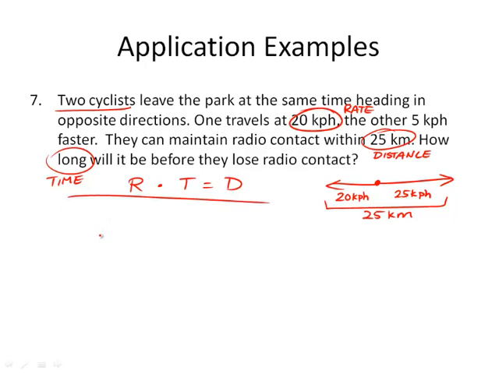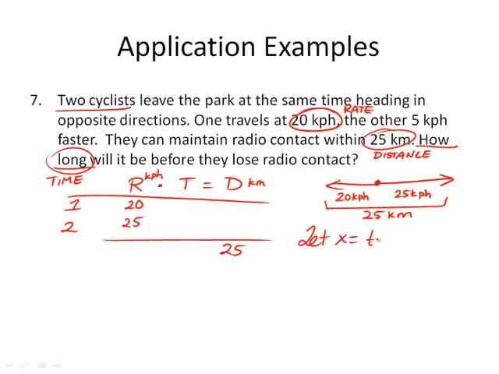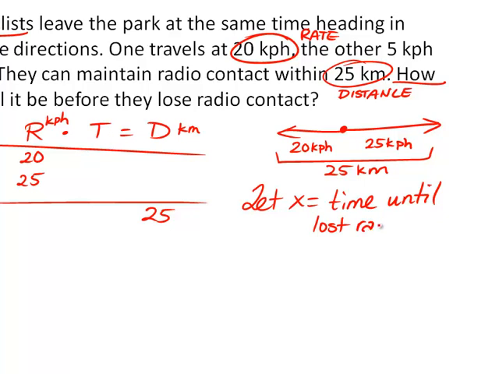All right, let's categorize our information here. Cyclist 1 is going in kilometers per hour. He's going 20 kilometers per hour. Cyclist 2 is going 25 kilometers per hour. And total distance in kilometers is 25 kilometers. This brings us to the question, how do we express how long they are going for? Well, the question asks us how long will it be before they lose radio contact. Therefore, that's what our x should mean. x is time until lost radio contact.